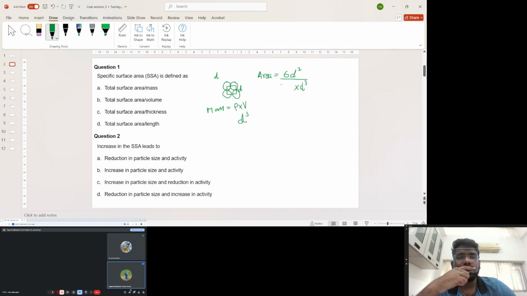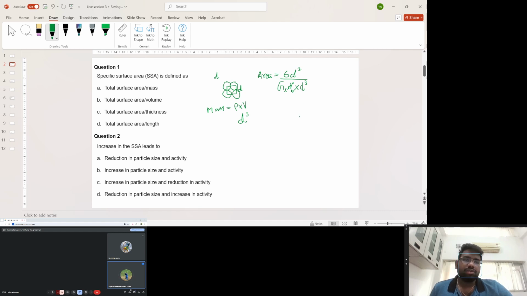Density, how will you calculate? Specific gravity of the solids into density of water, standard water, right? Understood? So this is how specific surface area is calculated.